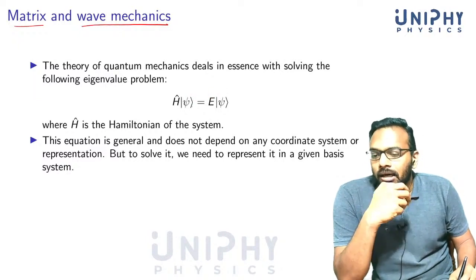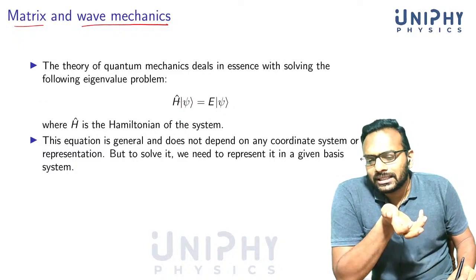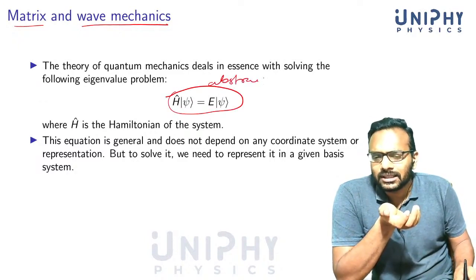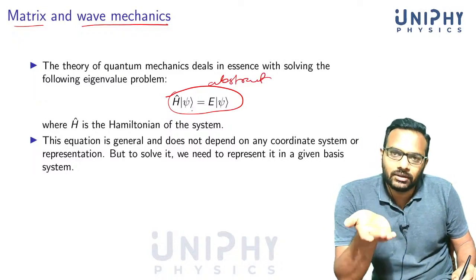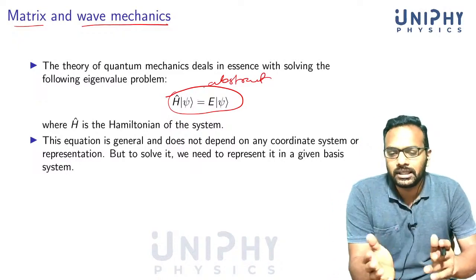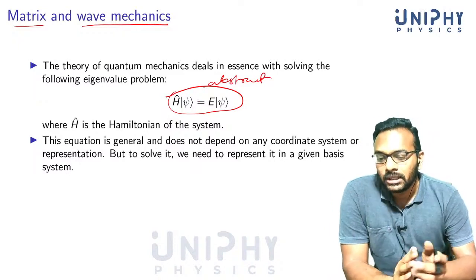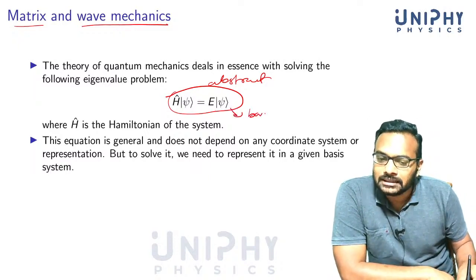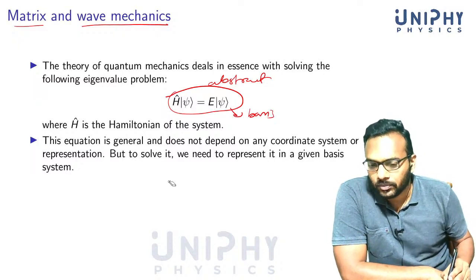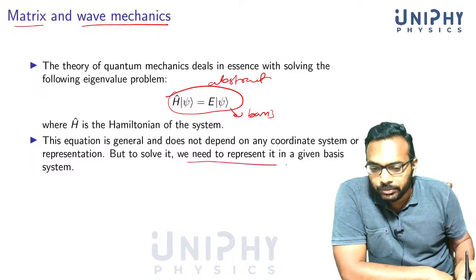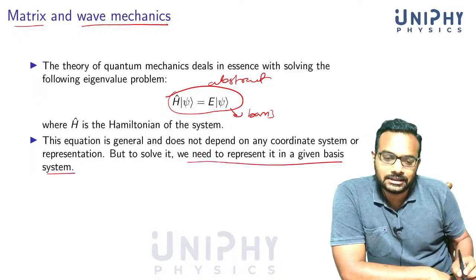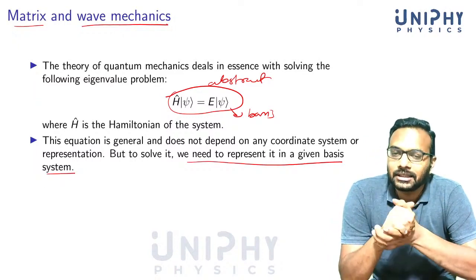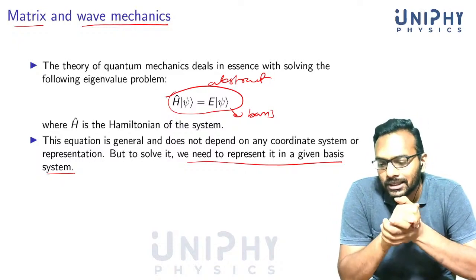Now this equation is quite general and abstract. What are these operators? We cannot really work with this equation in this form. So what we need to do is go to some basis. To solve it, we need to represent it in a given basis system. So we need to choose a basis, and then you can write this equation in a different manner, which you can actually solve.